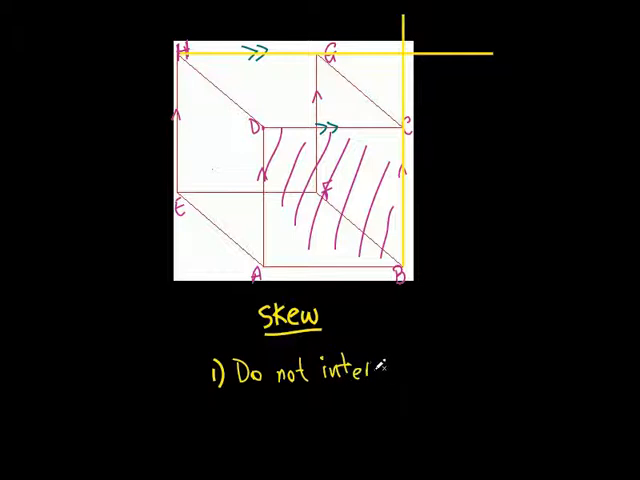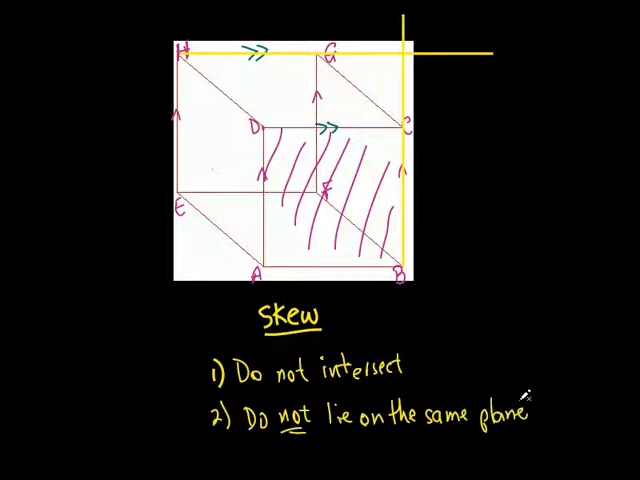That kind of looks like parallel, doesn't it? But there's two things. There's not just one. Say it. Right, they do not intersect, and they do not lie on the same plane. So they do have something in common with parallel lines, but they don't lie on the same plane, which means that they are skew lines.